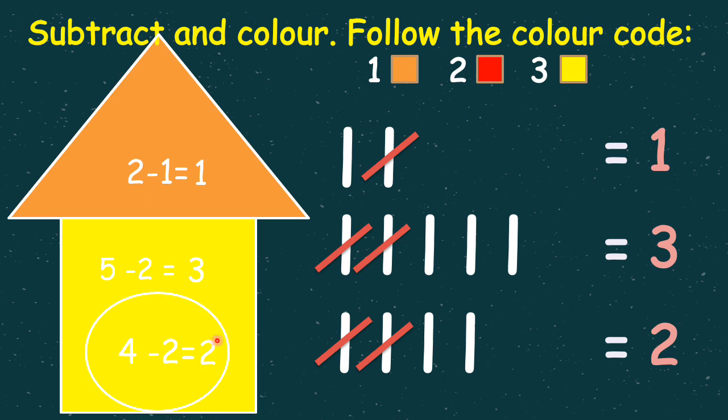Very good, children. And now we have this oval remaining. And what is the answer given in the oval there, children? It is number 2. What's the color adjacent to number 2? It is red. So you're going to color the oval in red. Interesting, now, children. So this is how you will subtract.